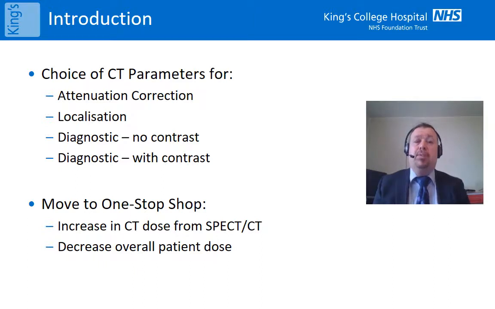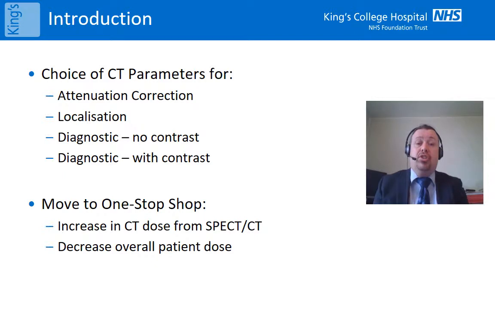CT, as part of a SPECT-CT study, can be used for a number of different purposes. If the CT is only to be used for attenuation correction, then it is possible to set the parameters such that there is a very low radiation dose. If you want to use it to localize the uptake seen in the SPECT study, then you may use a slightly higher radiation dose. Diagnostic studies, with or without contrast, allow you to characterize the tissue, but at the cost of an even much higher radiation dose.